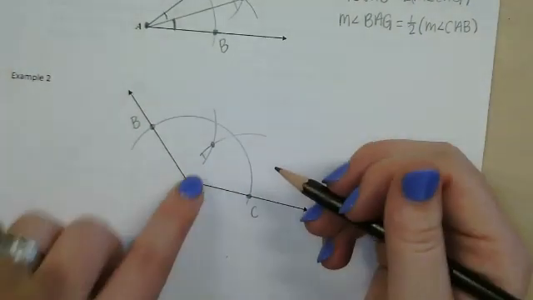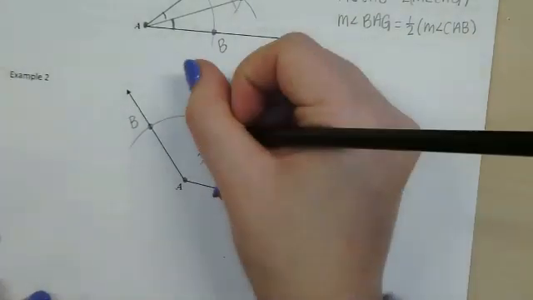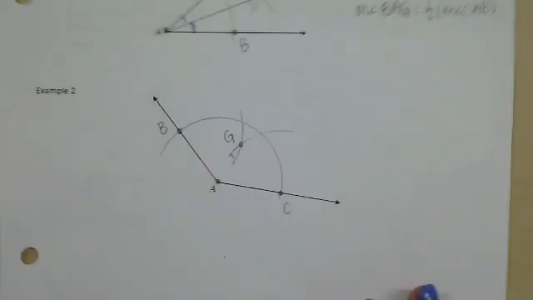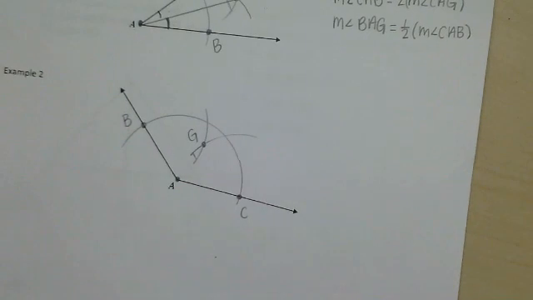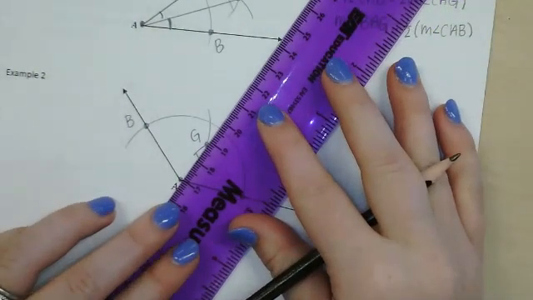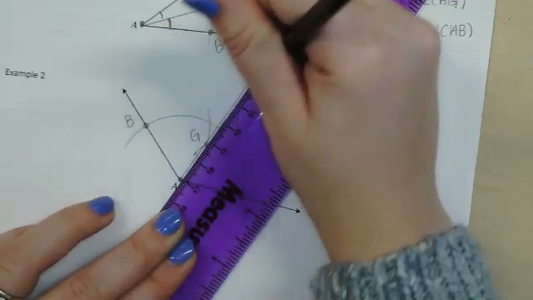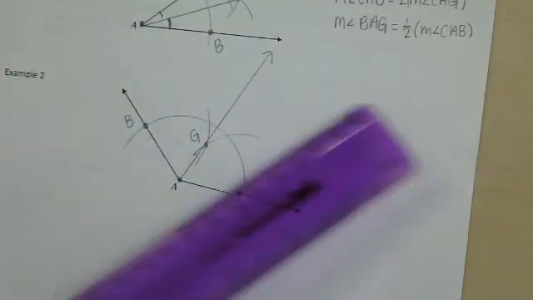Okay, now that I have my two small arcs that are crossing, I'm going to call that point G. And then my third step would just be to take my straight edge and draw a ray that goes from A through G. So it looks something like that.